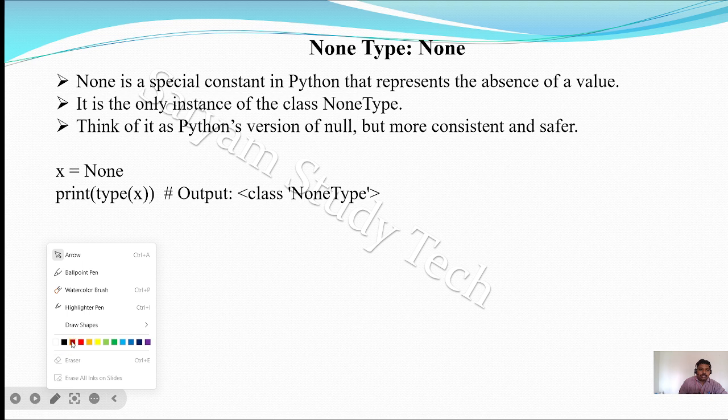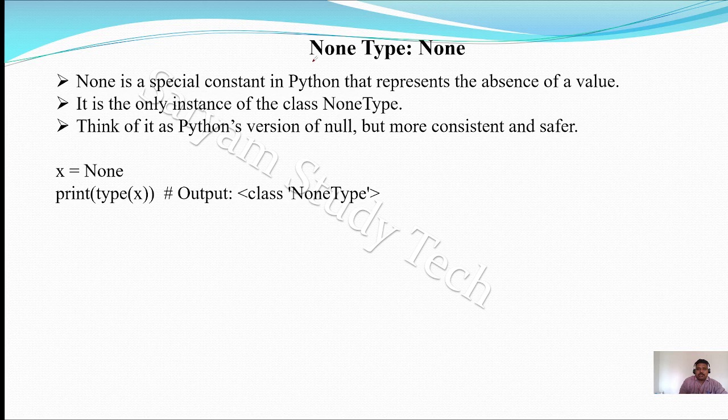Today's topic is the None data type. So what is meant by None? None is a special constant in Python that represents the absence of a value. It is the only instance of the class NoneType.